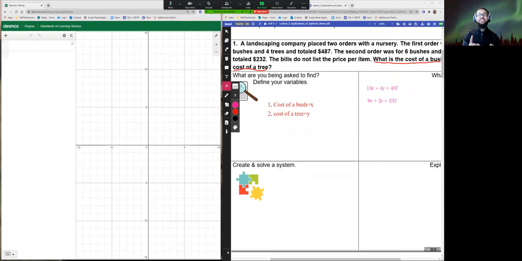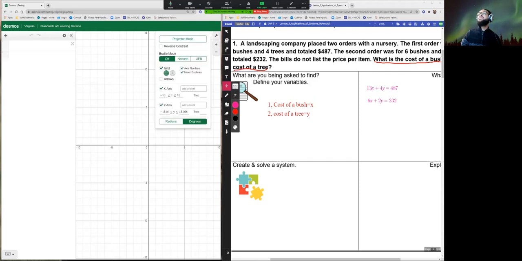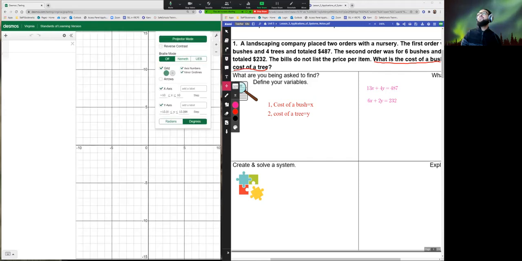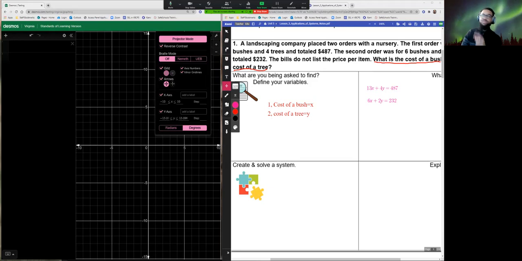We don't know the cost of each of those, but we know how many total were ordered per order, and then the total price. And so we set that up: 13X plus 4Y. Our 13 is the number of bushes we ordered in that first order. So 13X plus that 4 number of trees, the price Y, 4Y, totals 487. So now let's go ahead and type that into Desmos. Once we get this set up, the step 2 done right here in this box, the rest of it is pretty easy.